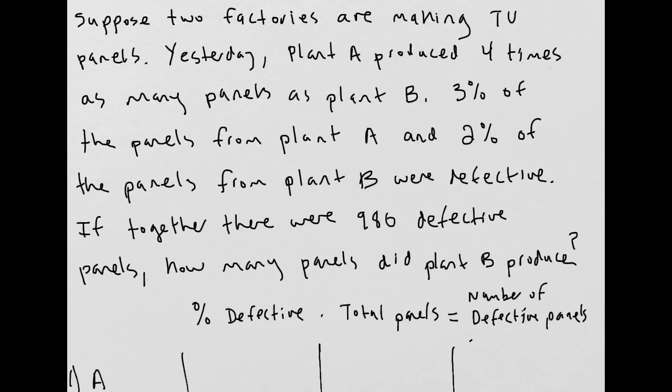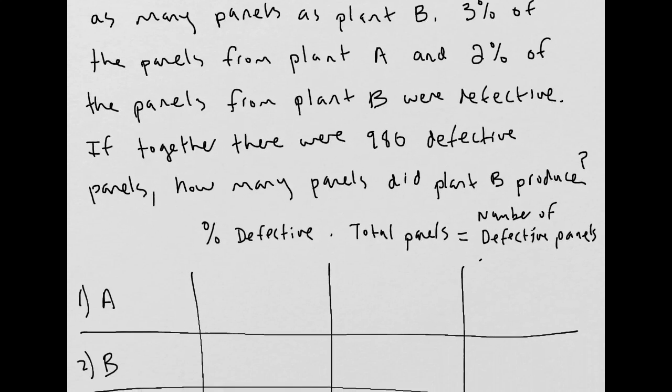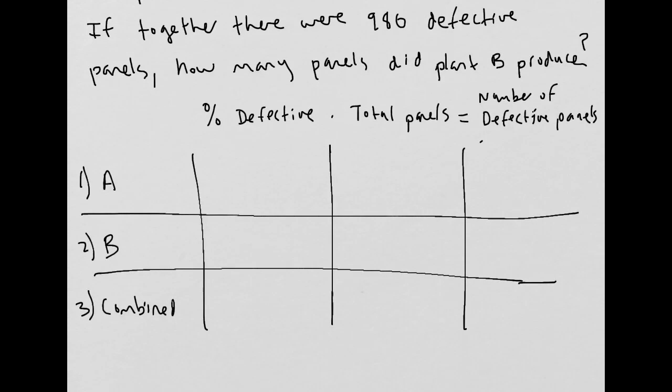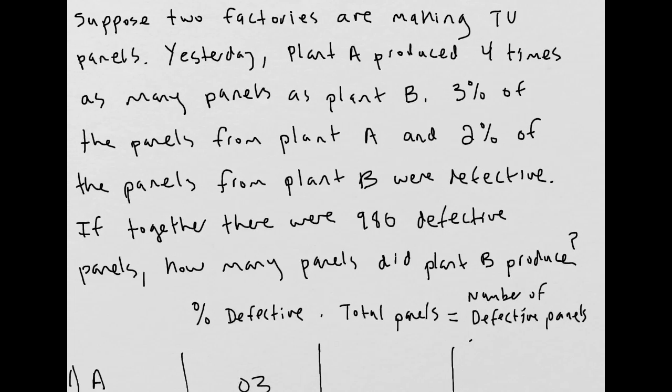Well, one of the things that they mentioned was that 3% of the panels from Plant A and 2% of the panels from Plant B were defective. So percent defective we now know is, I'm going to write that in as 0.03, writing it as a decimal right away, and 0.02. Total panels produced, do they give us that information?